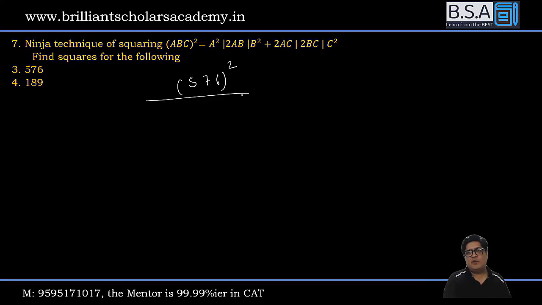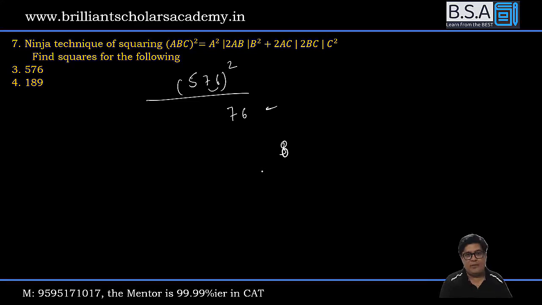I am supposed to start from the right side. 6 square 36. 3 carried over. What will I have? Multiplication and double. 7 into 6 is 42. Double, 84. 84 plus 3 is 87. I will have 8.